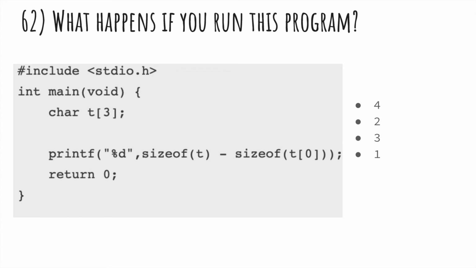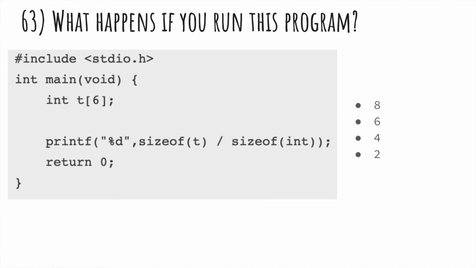Size of t. t is a character array that has 3 places, and a character has a size of 1. So the size of t is 3 minus the size of t[0], which is 1. So 3 minus 1 is 2. Next question, size of t, and t has 6 elements, but it's an integer array, so each is 4 bytes. So the size of t is 6 times 4, which is 24, divided by the size of integer, which is 4. So 24 divided by 4 is 6, and 6 is your answer.